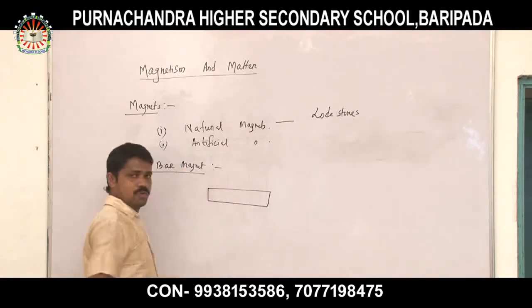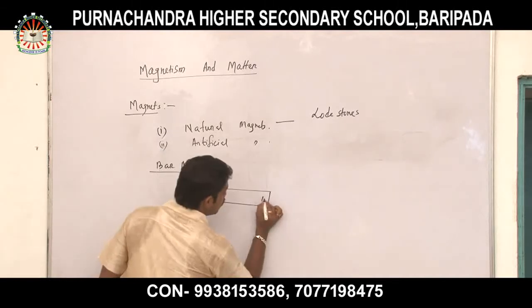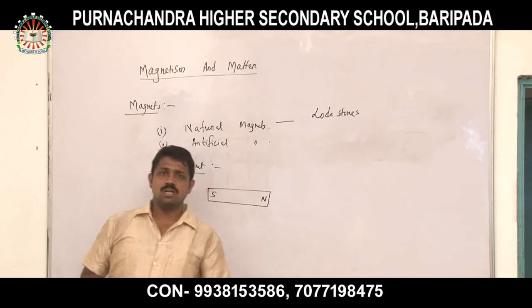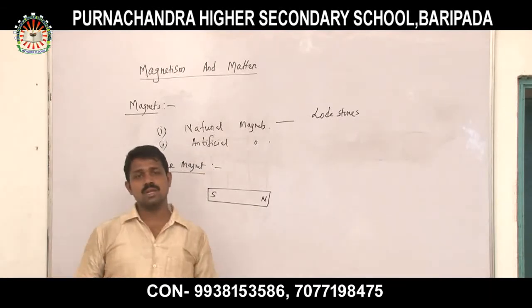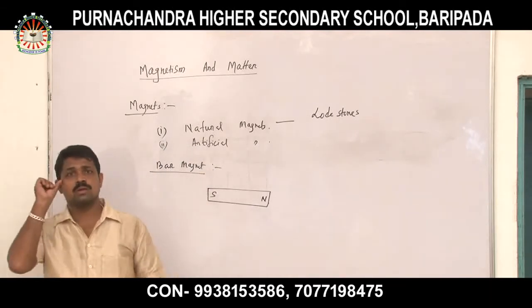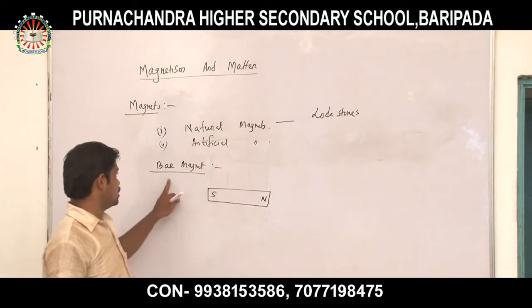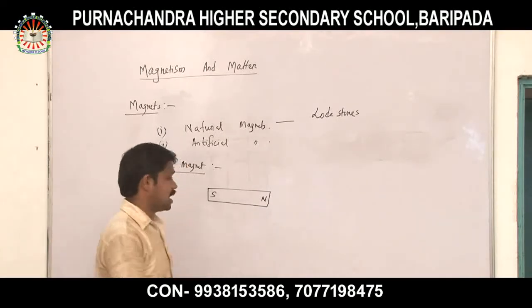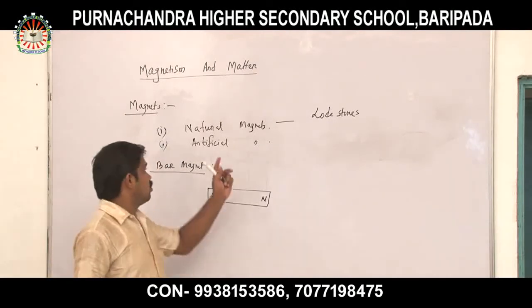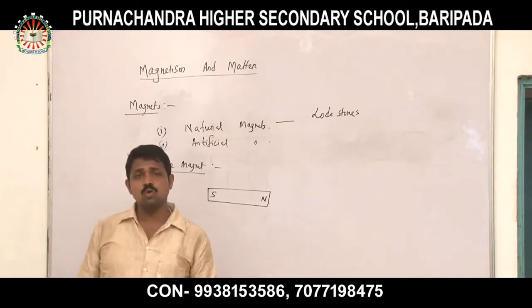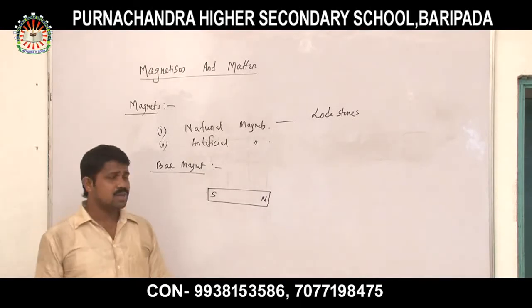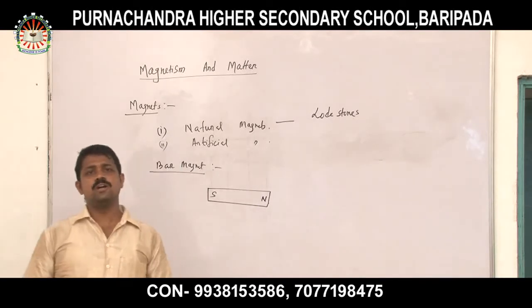So this is an example of a bar magnet, which has two poles. One is the north pole, another one is the south pole. Clear all of you? So a bar magnet has the shape of a rectangular bar. That's why it is called a bar magnet. Number two, it is included under the artificial magnets. Number three, it has a strong magnetic field.